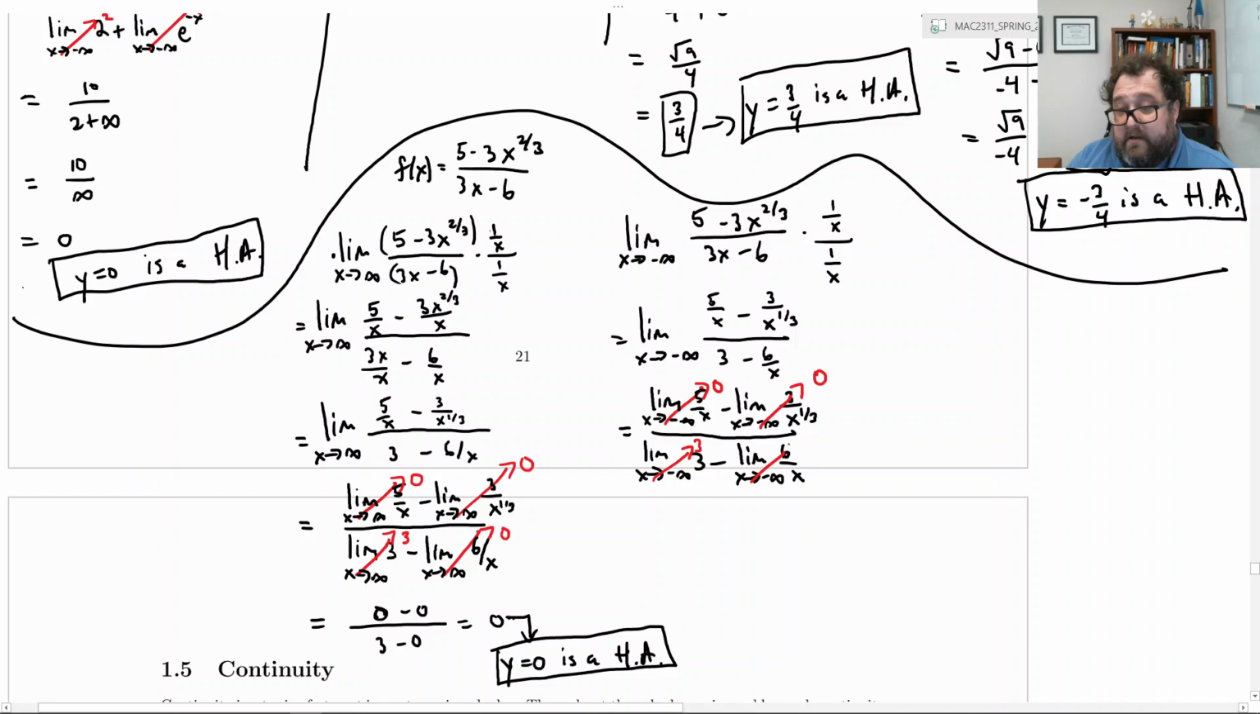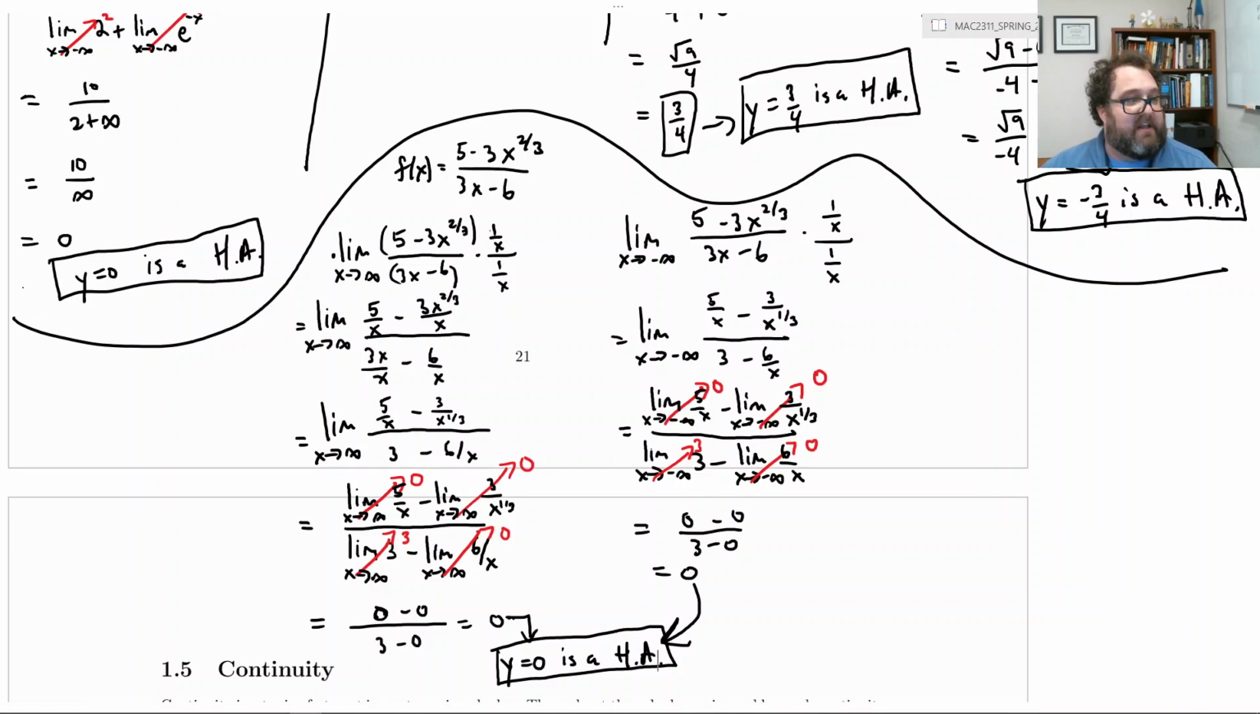And then same thing here. The denominator is growing, whether it grows to negative infinity or positive infinity doesn't really matter. The top is constant, so it goes to 0. And so we are going to get the exact same answer of 0 minus 0 over 3 minus 0 equals 0, which implies the exact same thing, that y equals 0 is a horizontal asymptote.